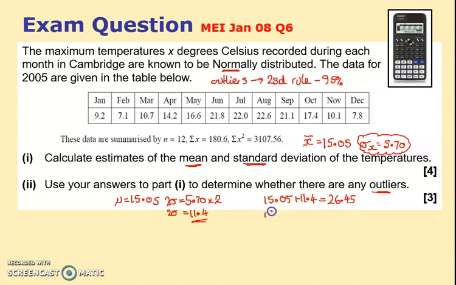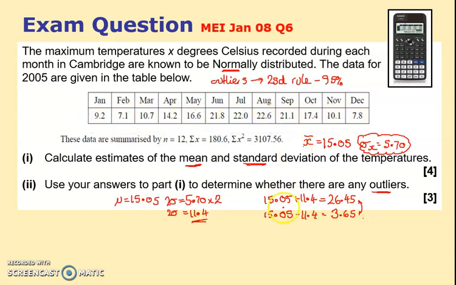And if I do 15.05 minus 11.4, I'll just do that on my calculator, I don't want to make a daft mistake. 15.05 minus 11.4 is 3.65. So basically all my numbers should lie between these 2 values. Now, are there any outliers? Were any numbers below 3.65? There's no numbers below that. Are there any numbers above 26.45?